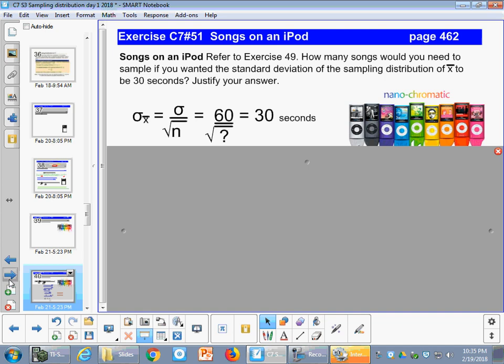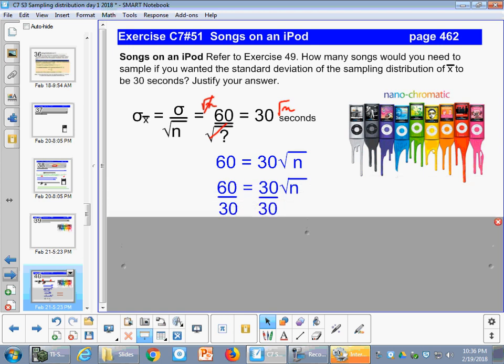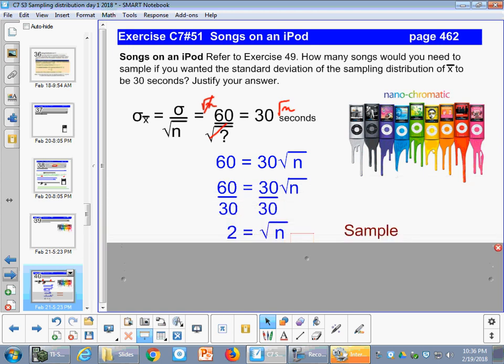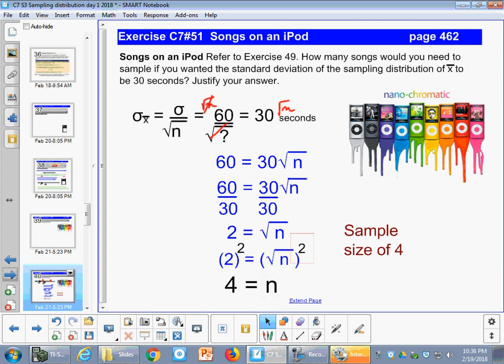We want 60 divided by the square root of something to equal 30. So mathematically, if I multiplied both sides by the square root of n to remove the square root of n from the denominator, I would then have 60 equals 30 times the square root of n. Dividing both sides by 30, I end up with 2 equals the square root of n. And when I square that, I get a sample size of 4. So if I wanted to take that standard deviation from 60 to 30, I would need a sample size of 4. And I think some of you knew that it would have to be 4 times bigger, and 4 times bigger than the 1 is 4.